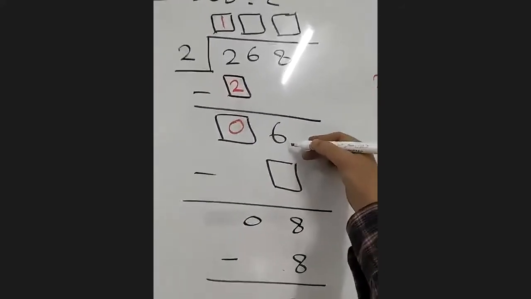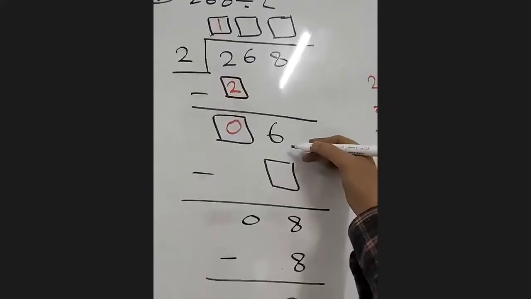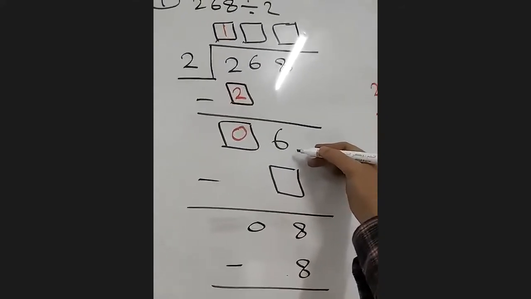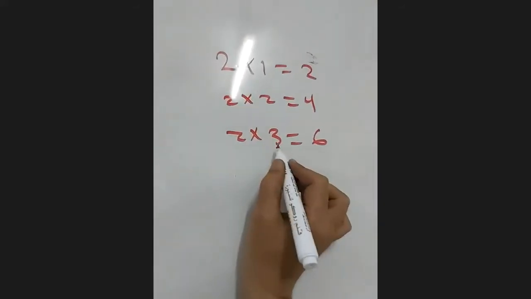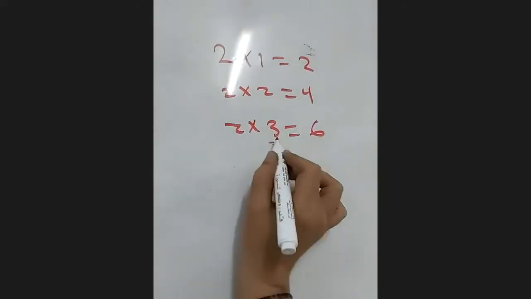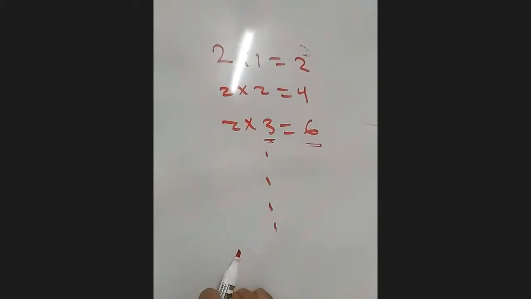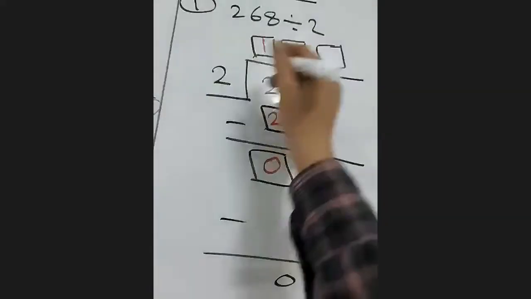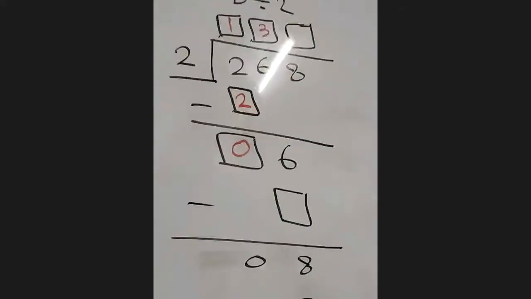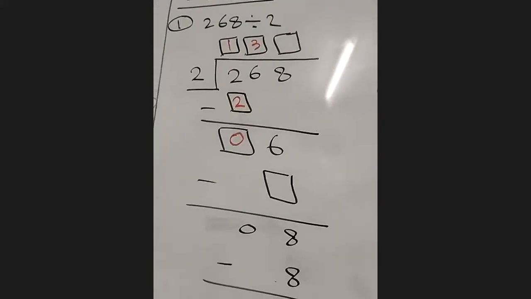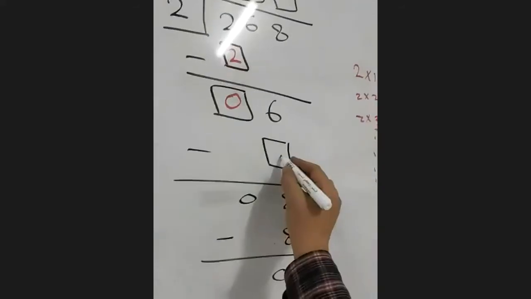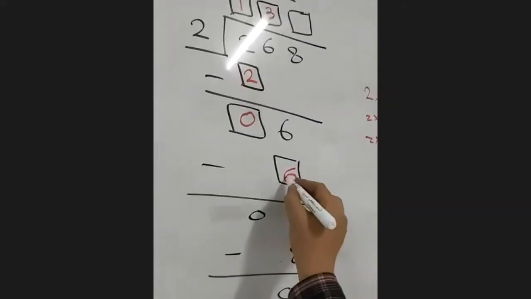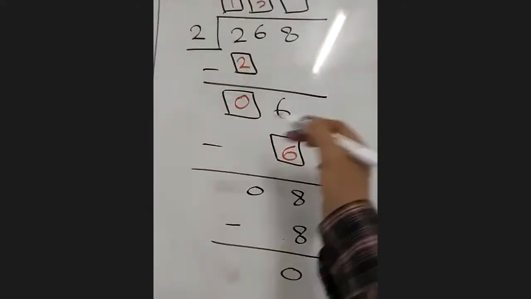Then put 3 up. Why 3? Because 6 divided by 2 is what? Is it 3? If you multiply 2 with 3, you got what? 6. Now 6 divided by 2 is a 3. The second square up is filled by 3. Now 3 multiplied 2 is 6. And subtract. Now 6 minus 6 is what?